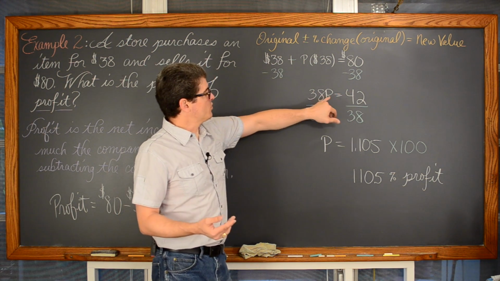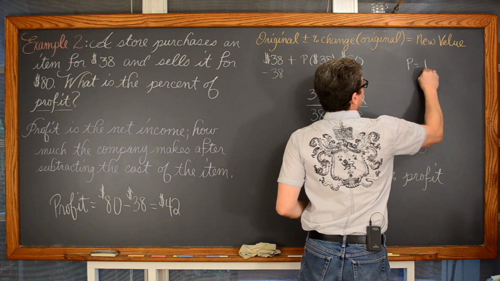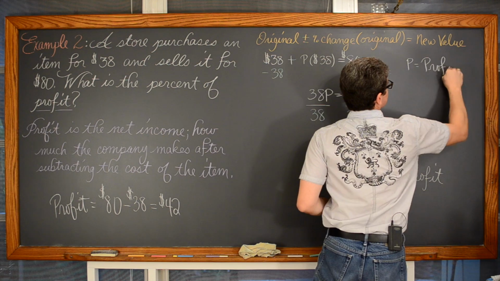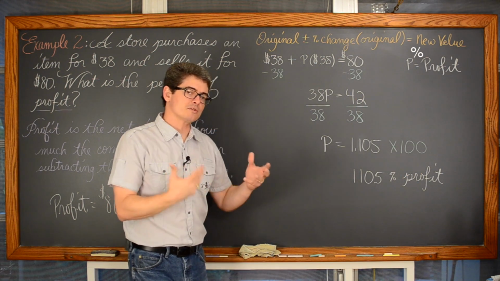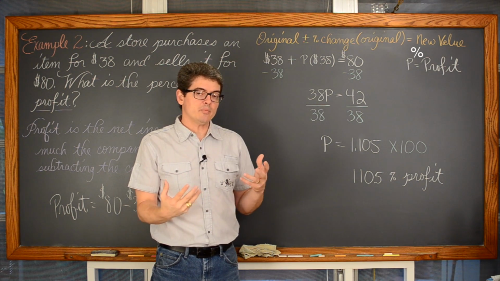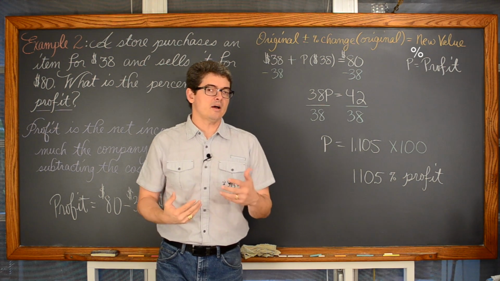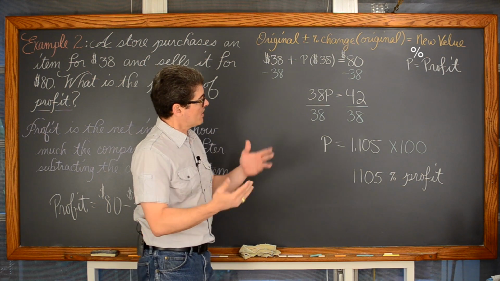And I should have said that P equals profit. It is always a good idea with word problems when you do your work to define the variables you're using, because someone else could show the work differently, but the way they have the variable defined, their work is correct for that definition. So P is profit.